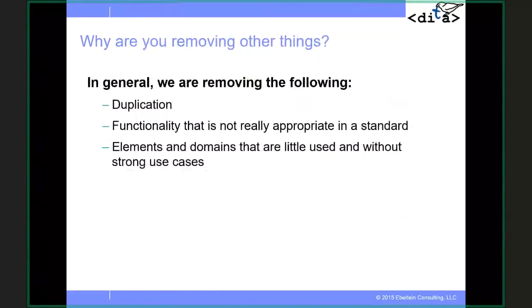Other things we're removing is just in general, we remove things that kind of fall into certain buckets, if you will, where we have duplicative elements, where we have functionality that's really not appropriate to a standard, and the copy to attribute is a good example of that. Or elements and domains that are not frequently used and really do not have strong use cases.